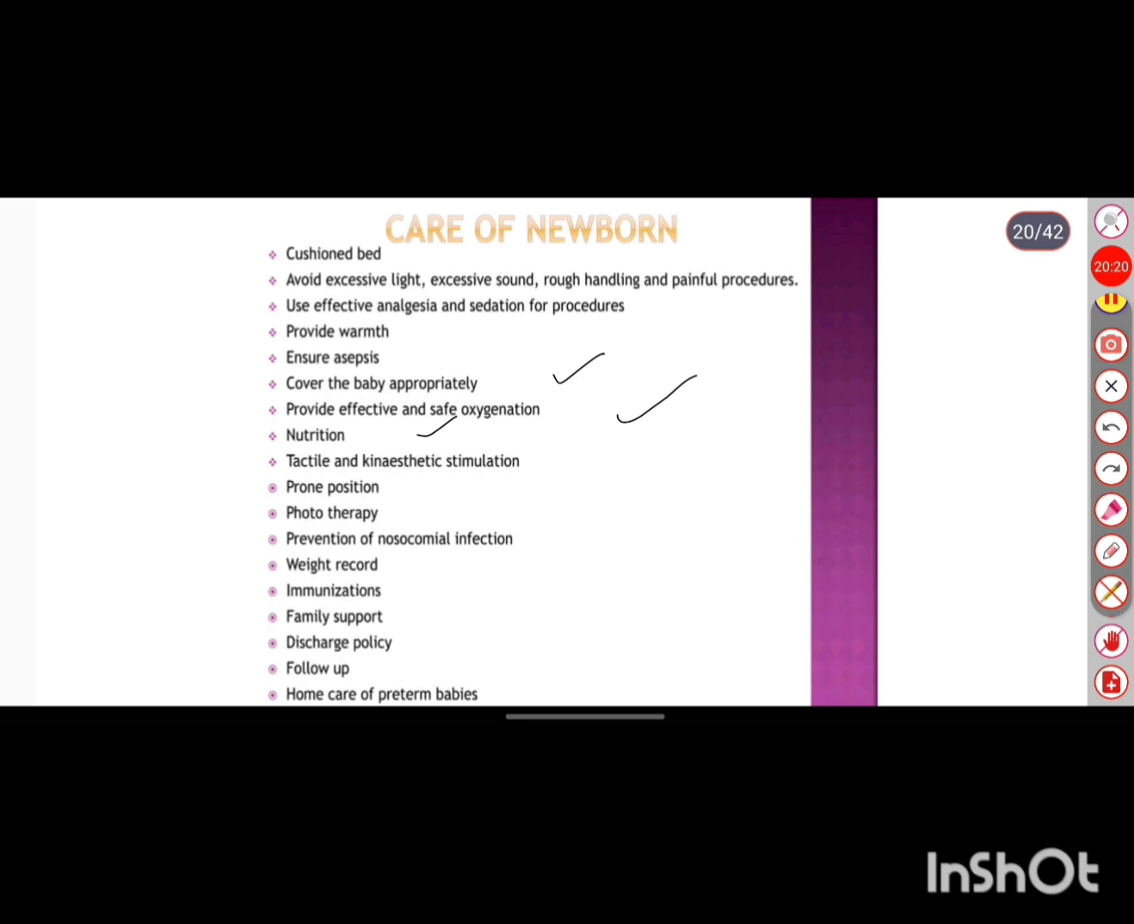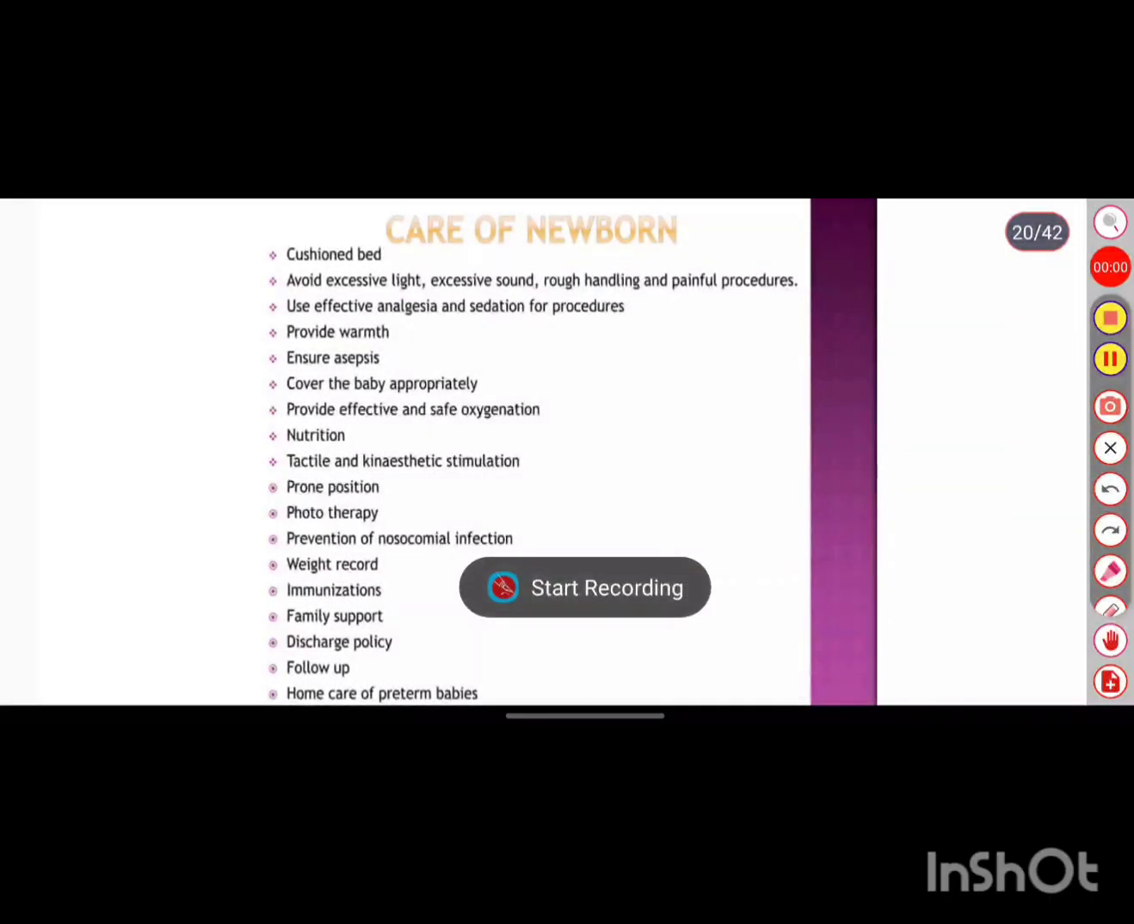Phototherapy may be necessary if they are suffering from hyperbilirubinemia. Try to prevent nosocomial infections and record the weight regularly. Immunizations should be followed. Family support is very much necessary, and always follow discharge policy, and follow-up care is most important, and teach the parents after discharge how to take care of the preterm babies at home. So we have seen three most important questions, the most important questions asked in previous year question papers.